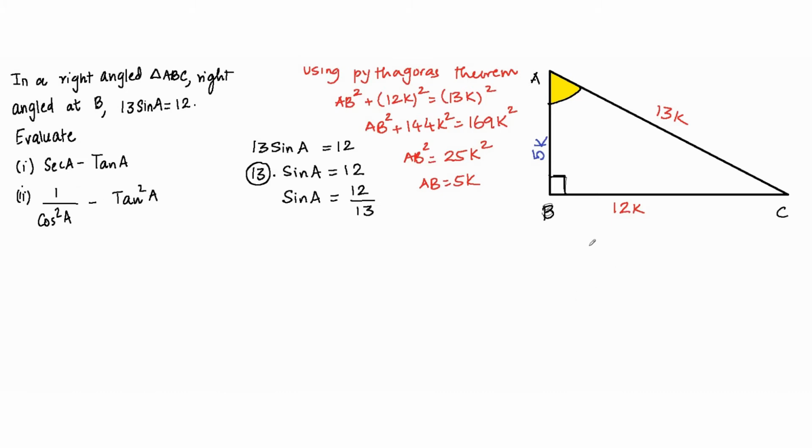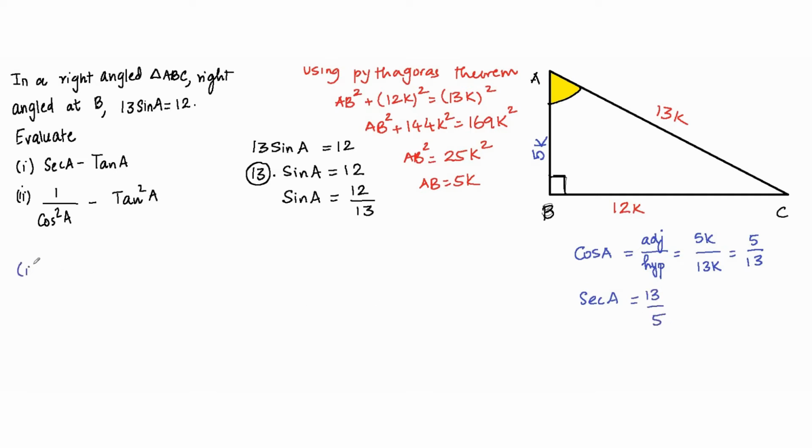Let me quickly find the different trigonometric ratios that I need. I need sec A, so let me first find cos A. Cos is nothing but adjacent upon the hypotenuse. Which is the adjacent side here? The adjacent side is 5K divided by the hypotenuse 13K. So this is 5 by 13. This is cos A. And if cos A is 5 by 13, then sec A is the reciprocal of cos. It's going to be 13 divided by 5.